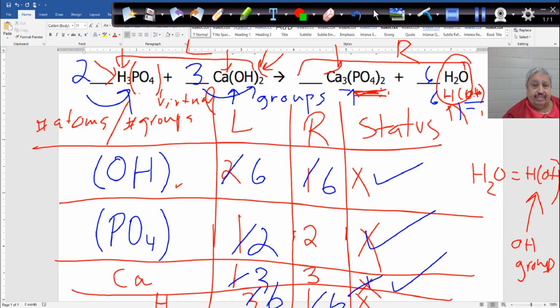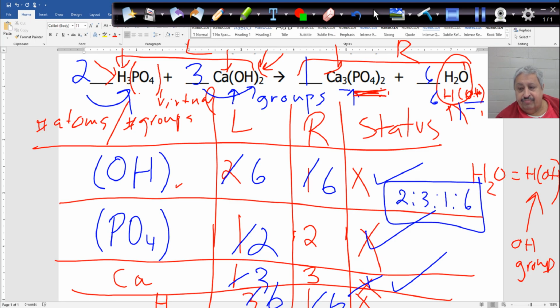So what's the mole ratio here, guys? This is one, understood, not written. Mole ratio is, let me write it, 2 to 3 to 1 to 6. Perfect. Okay, guys? So then we'll go to the mole, the Avogadro's calculation, next time. Okay, guys, thank you.